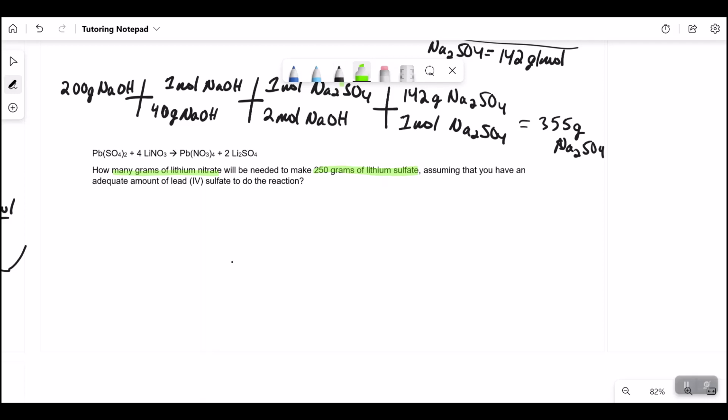If you want to draw out a roadmap for yourself, we know that we're going to start at 250 grams of lithium sulfate, Li2SO4, and we're going to be ending in grams of lithium nitrate, LiNO3.